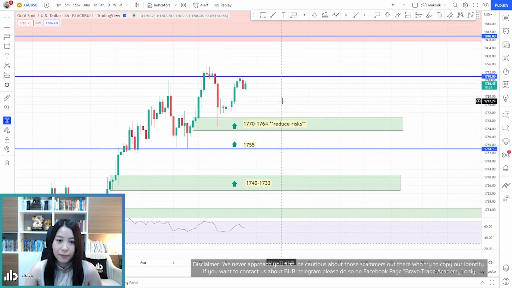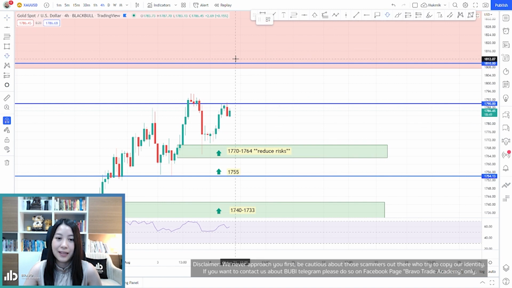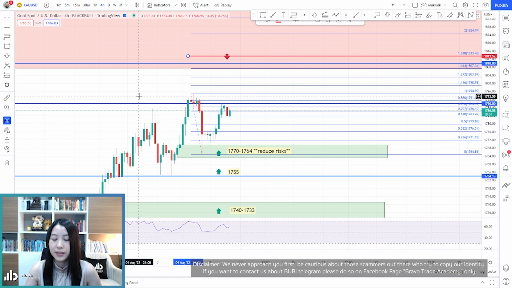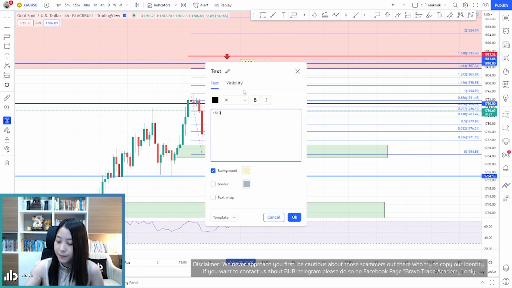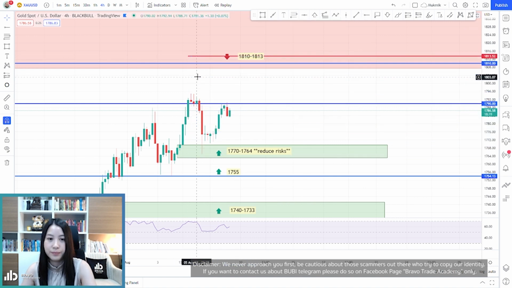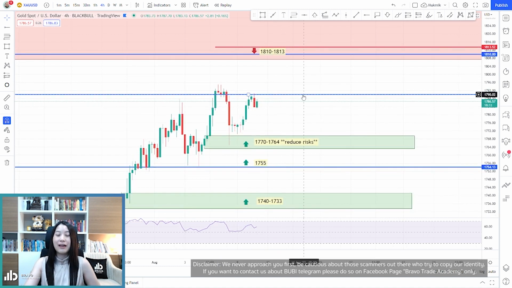What about the selling plan? Easy, because I've already put our resistance over there. If I use my Fibonacci extension to help me, I will have another selling position at around 1813. So that's going to be the plan for selling at 1810 to 1813. Beautiful, it is going to be fun. So that's the rough plan for today.